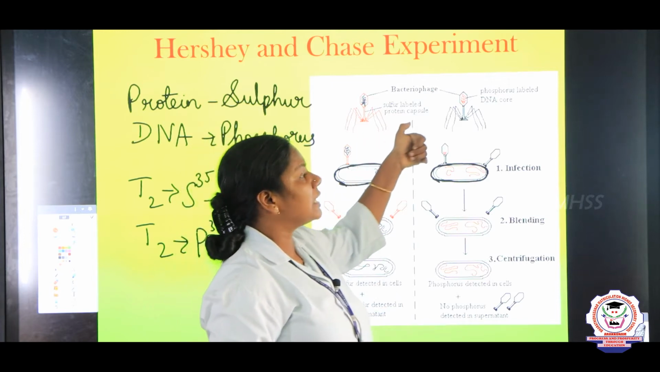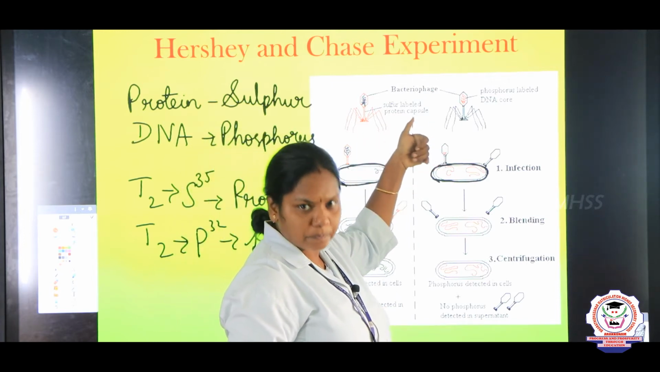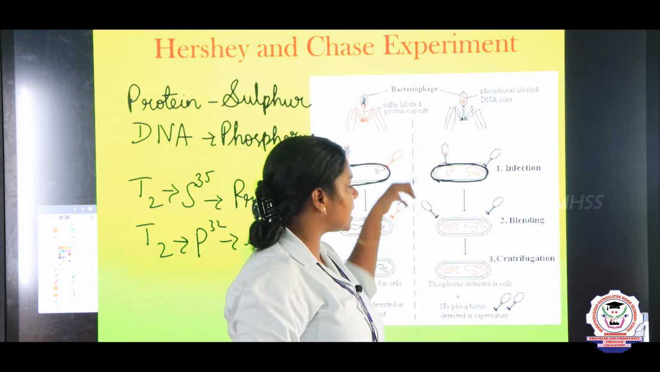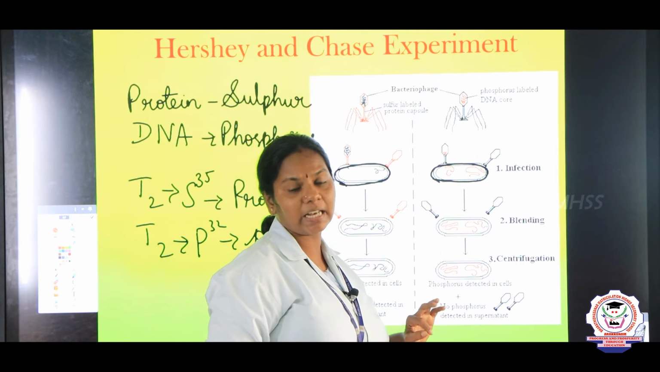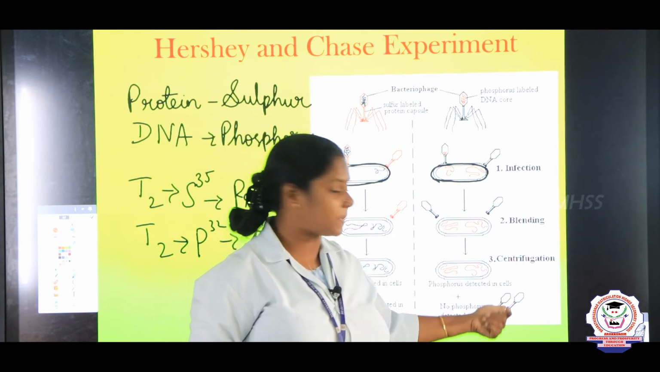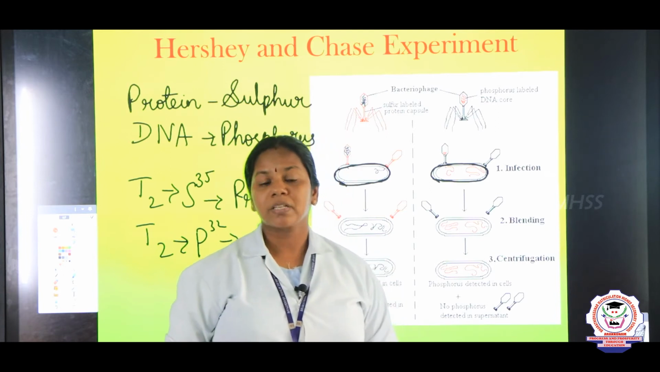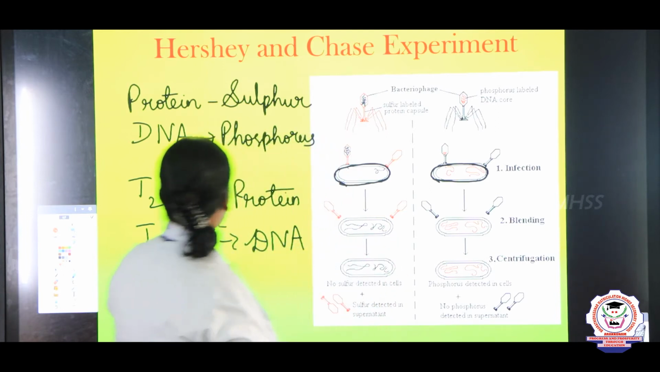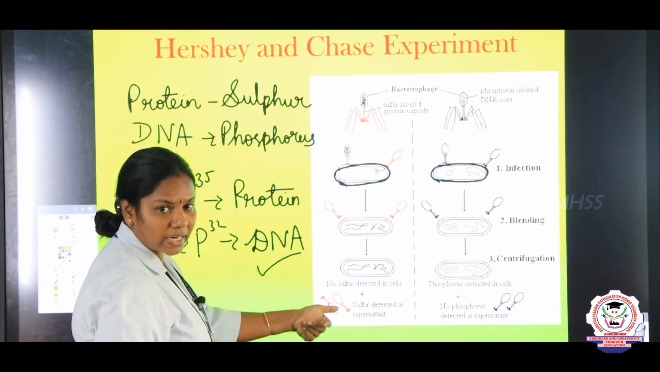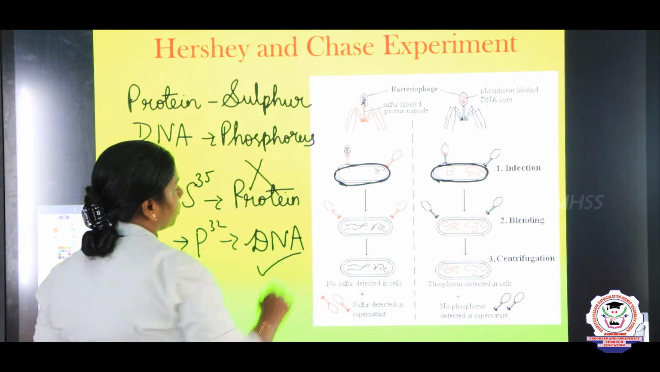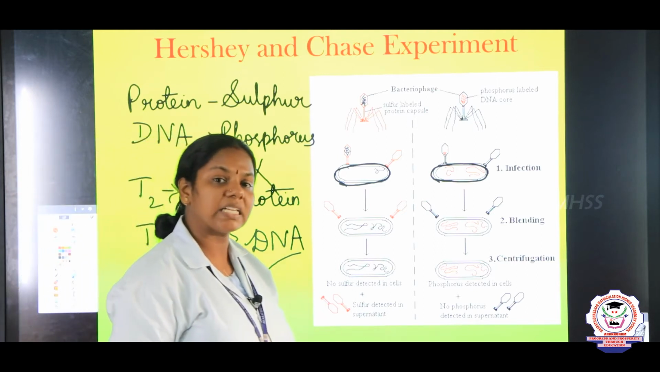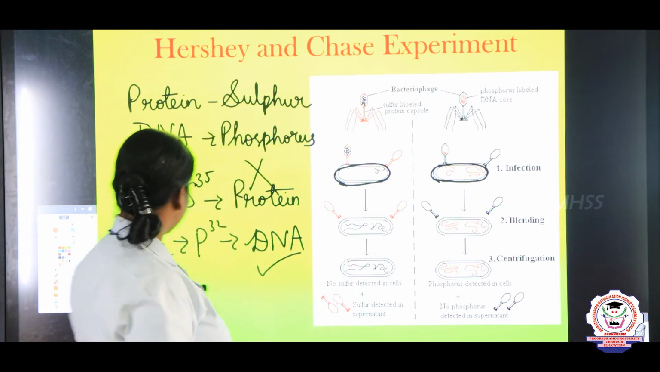But the T2 phage, which was labeled with phosphorus, injected its genetic material into the bacterial cell, and this could be proved by the presence of phosphorus inside the bacterium. So he proved that it is only the DNA that is transferred from one cell to another, and not the protein. So from this, Hershey and Chase proved that DNA is the genetic material.